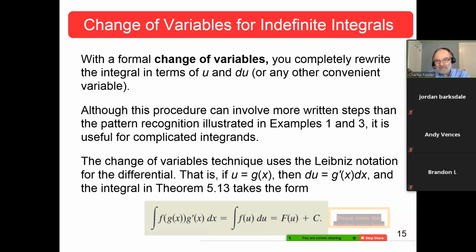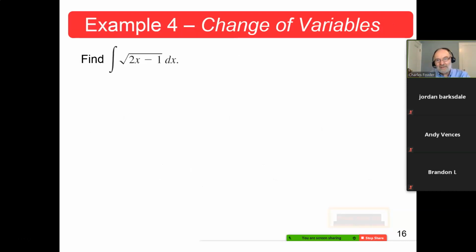It is useful for complicated integrands. The change of variable technique uses the Leibniz notation for the differential, not derivative, differential. That is, u equals g of x, and du equals g prime of x dx. I don't even think in terms of g's. Just u is whatever that expression is, du is whatever its derivative is. They just make it seem so complicated, and that's what it turns out being, just like we were doing. So let's do example 4.